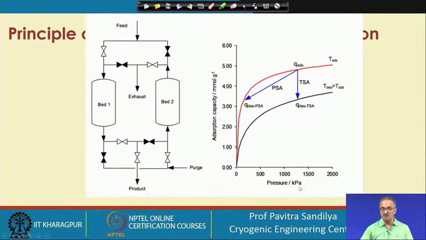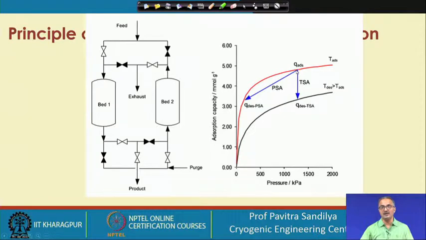In this particular figure we see how the loading capacity or the adsorption capacity varies with pressure, comparing PSA and TSA. We have this particular red line showing that this is taking place at one temperature and this at another temperature. Obviously, since adsorption is favored at lower temperature, T adsorption must be lower than T desorption.